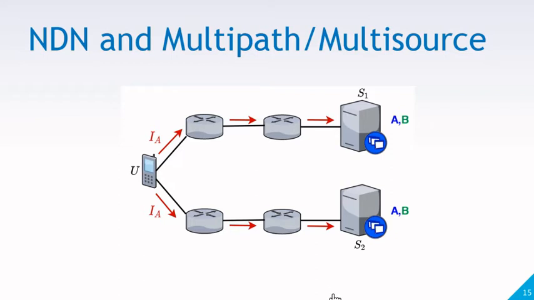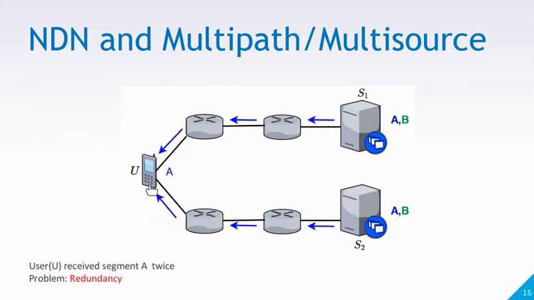So, for example here, a consumer that has to retrieve content with two source segments, A and B, sends the interest on the available paths, but ends up getting twice the same content, which is just redundant content.